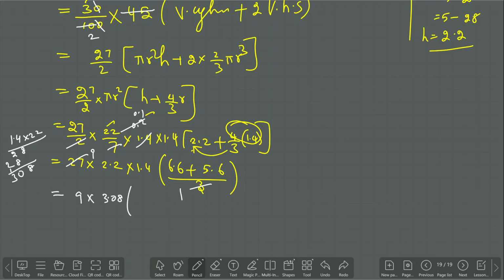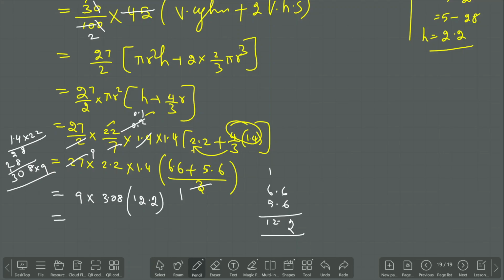Into, add this together, 6 plus 5, 11. 11 plus 1.2. Add, 12.2. Is it 12.2? 6 plus 6, 12 remaining 1, 12.2. What is it? 12.2. Multiply all those things. Before that, multiply the outside 9.